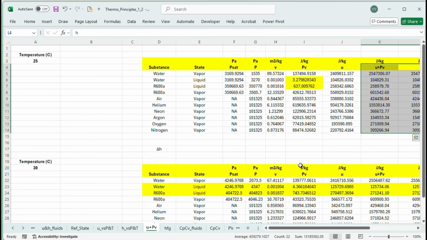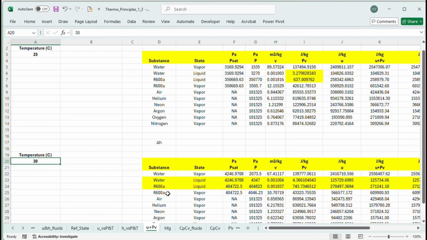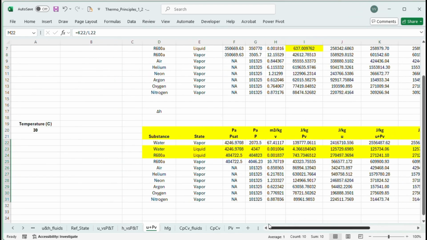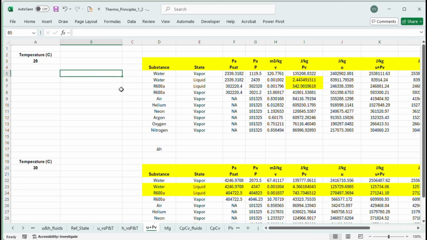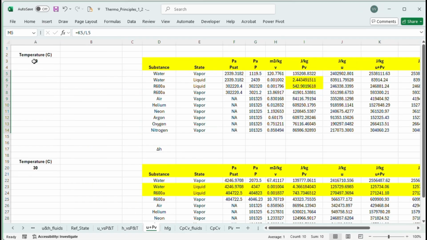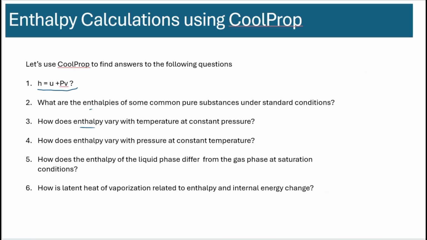All right. So you can vary the temperature and see whether that works for any condition that you're looking for. This is for the 30 degrees C case. We could try 20 degrees C and see what happens. In all these cases, the ratio is 1. So as long as you calculate the PV correctly, U plus PV is H. So the first question is answered.